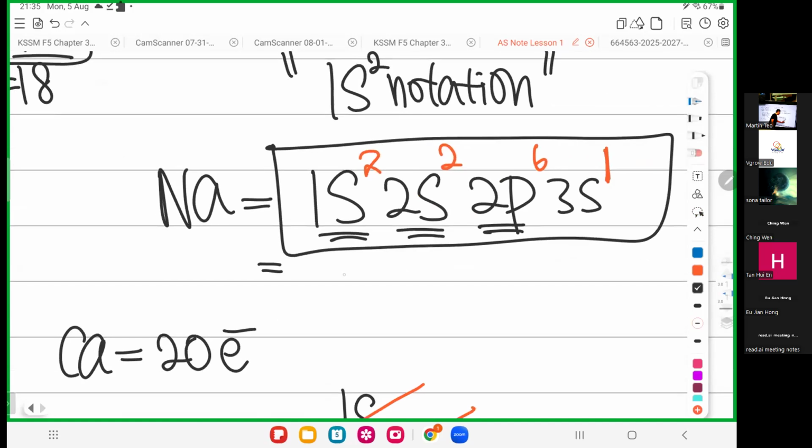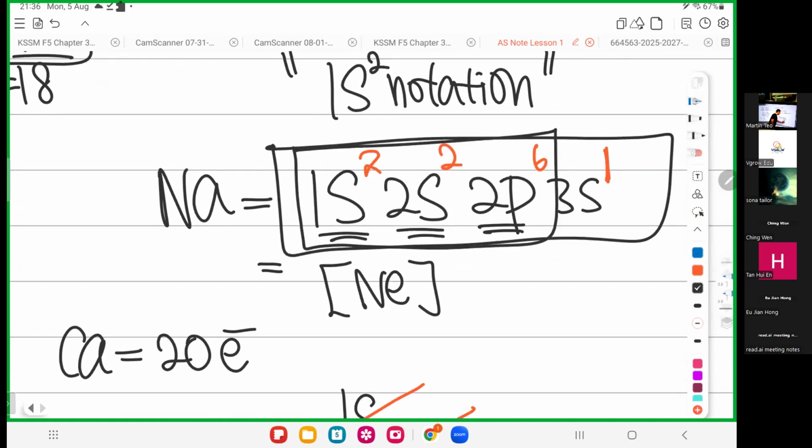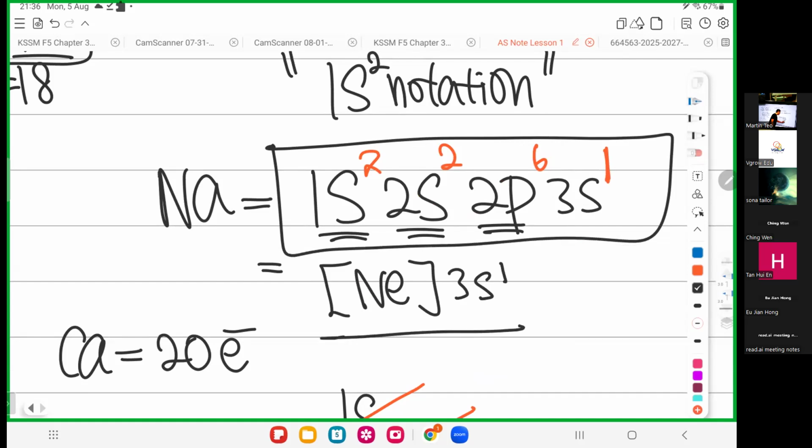You can put a square bracket and neon. This whole thing is simplified into neon already, so neon has 10 electrons here. Then the 3s1 you copy. This is how you save some space. As simple as that. But if you ask me, I prefer you write everything. But I need to teach you this so that you won't be shocked when you see this in your textbook or reference book. How come they put a bracket and Ne?